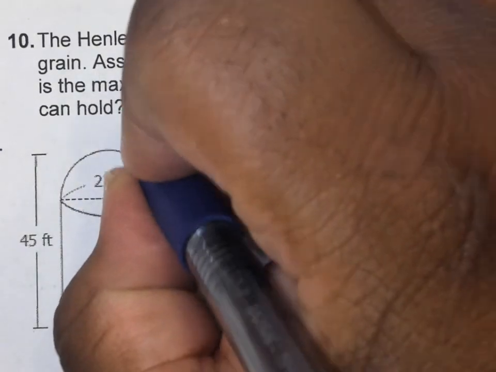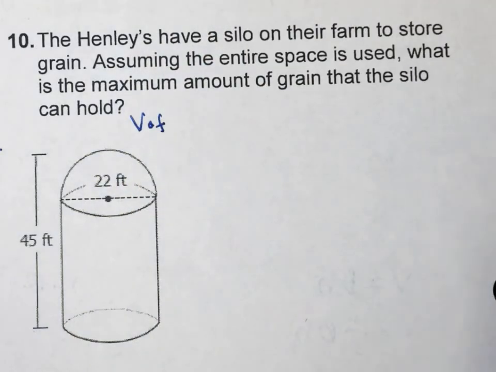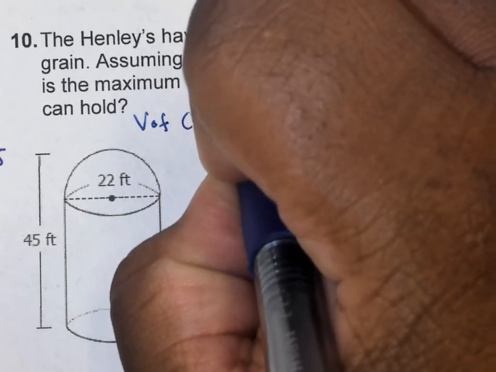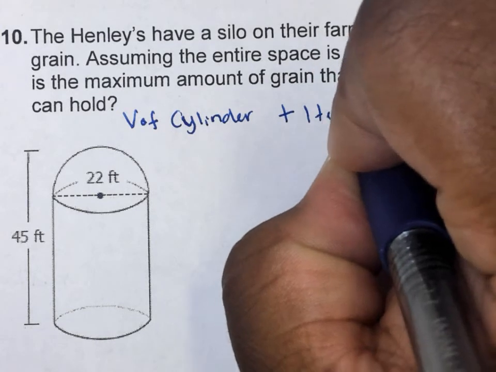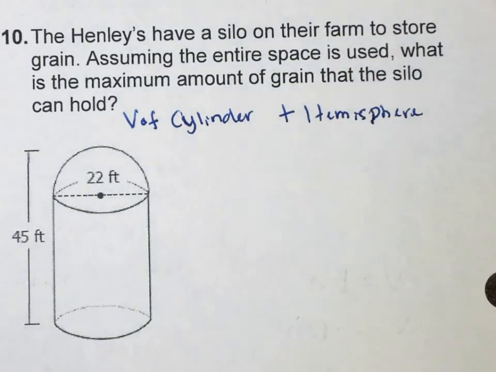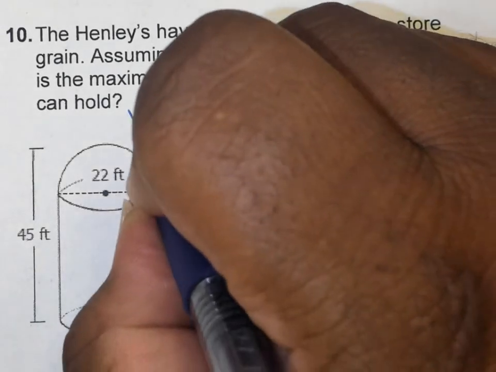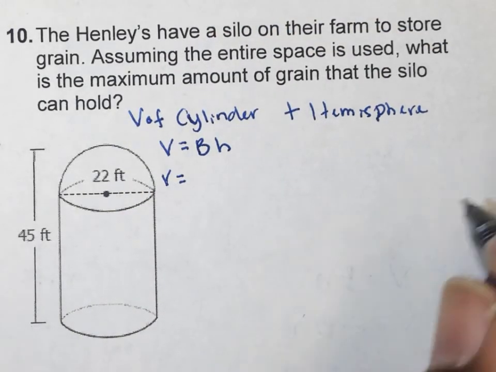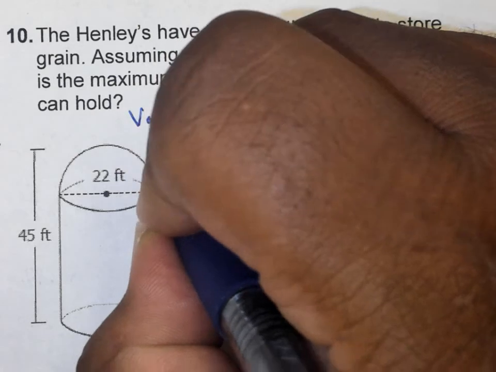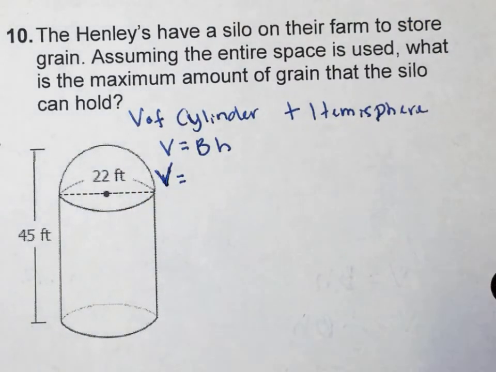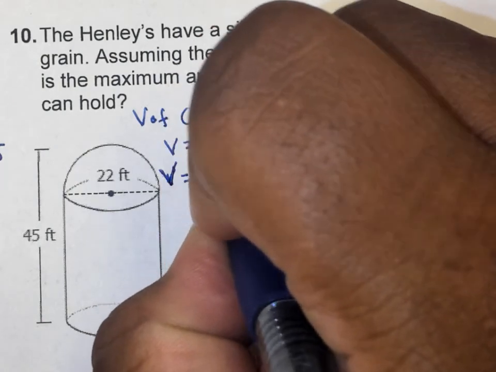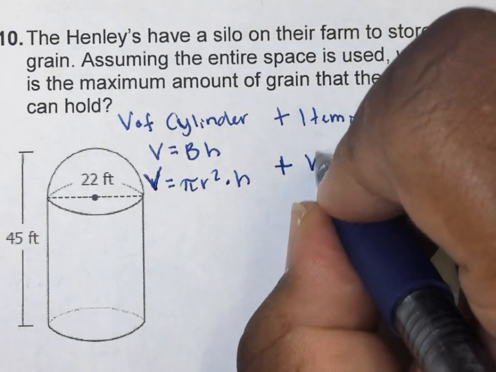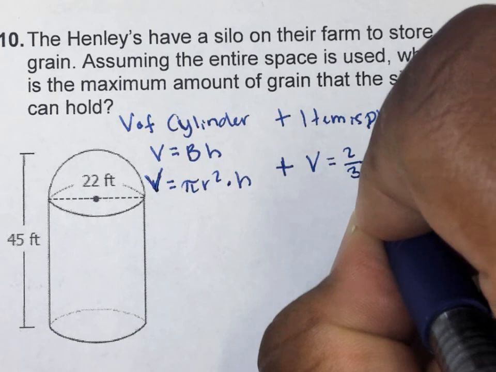All right. So we're doing volume of what two shapes, Juan? Volume of a cylinder plus a hemisphere. We need to be able to write our formulas out. Volume of a cylinder starts out volume equals capital B times h. What do I change capital B to for a cylinder? Pi r squared times height. And then the hemisphere formula: volume equals 2 over 3 pi r to the third.